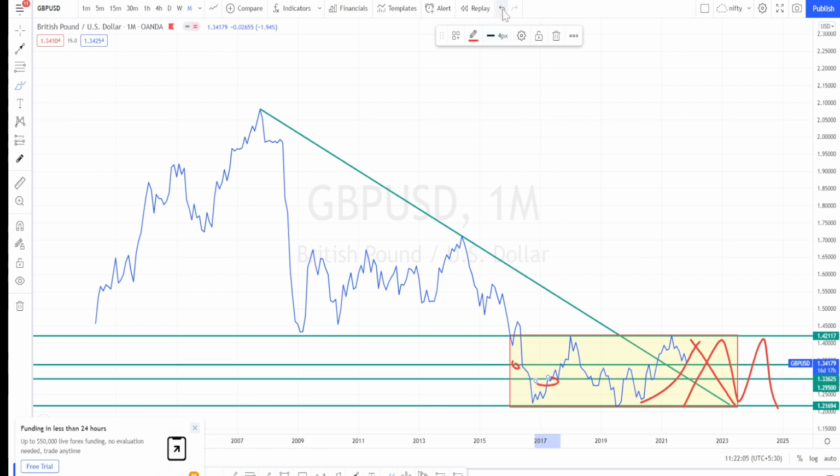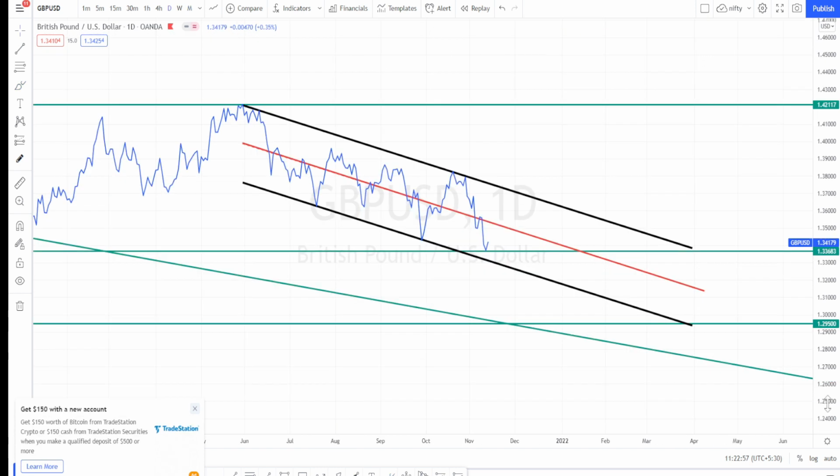Next time I am expecting the currency pair to break this support area, then to test this support level over here. We have a dynamic support line also. So if it comes to this level, I am expecting it to take support over here and start its uptrend. Let us do the analysis in the daily time frame.